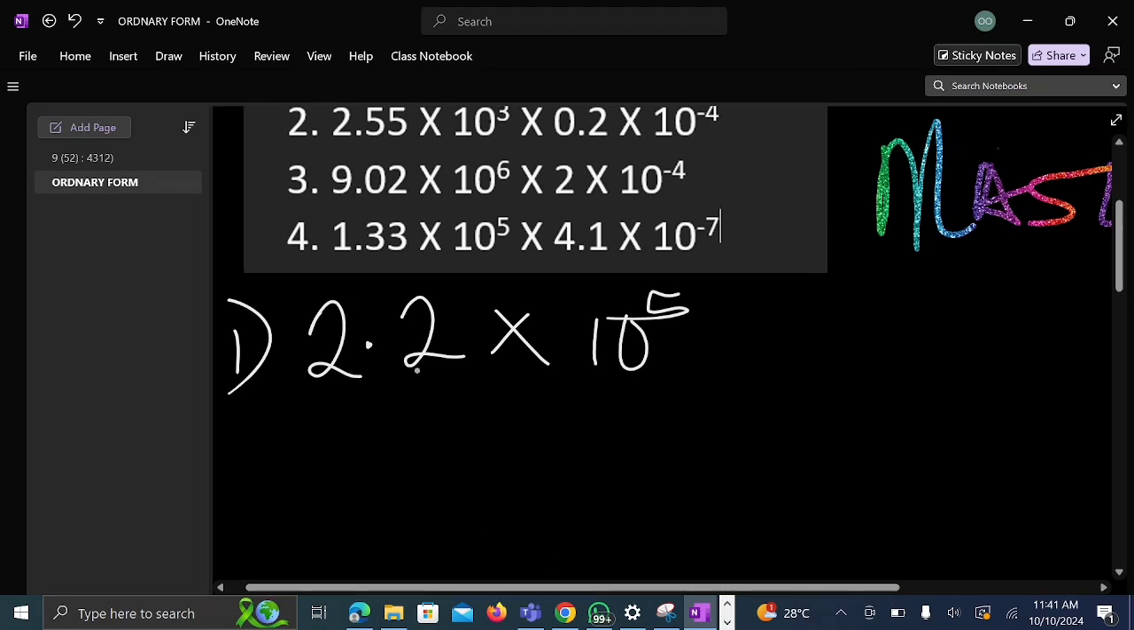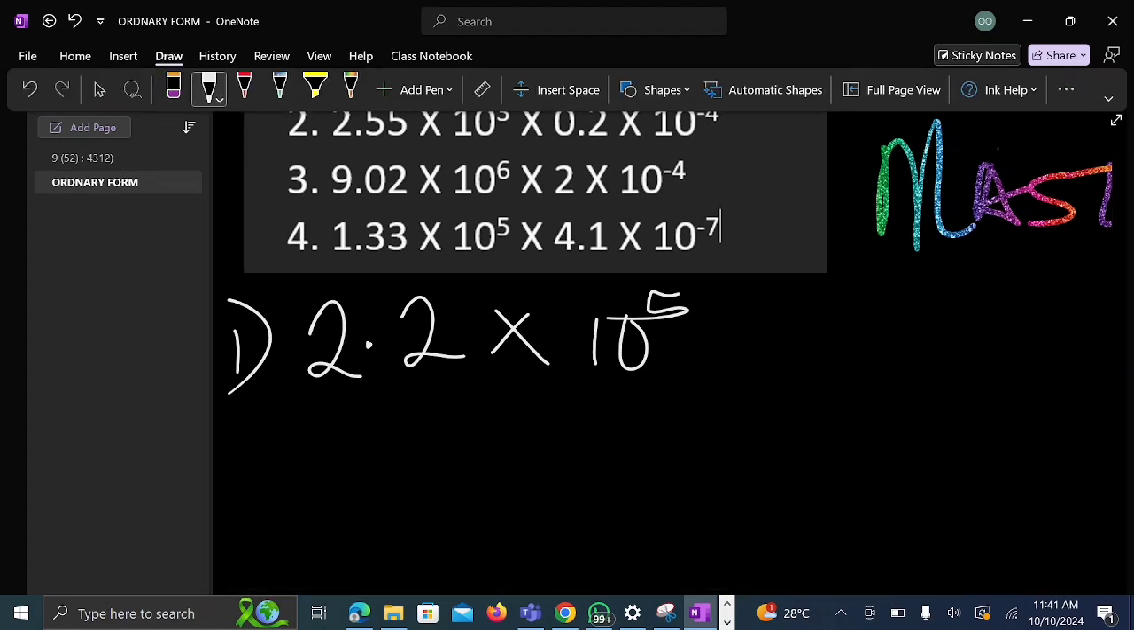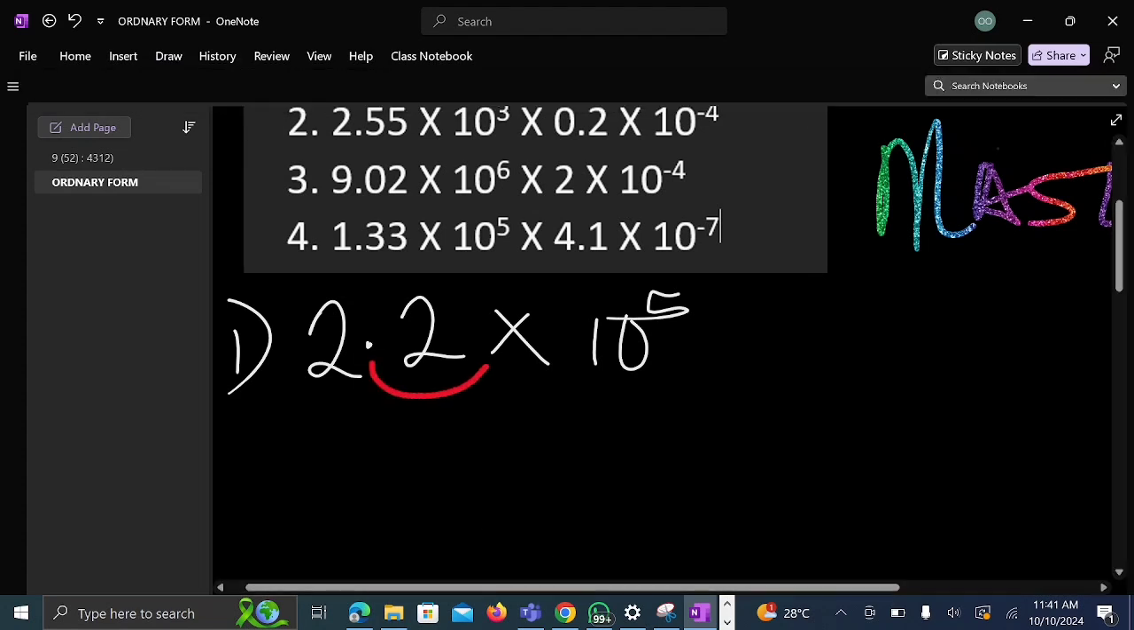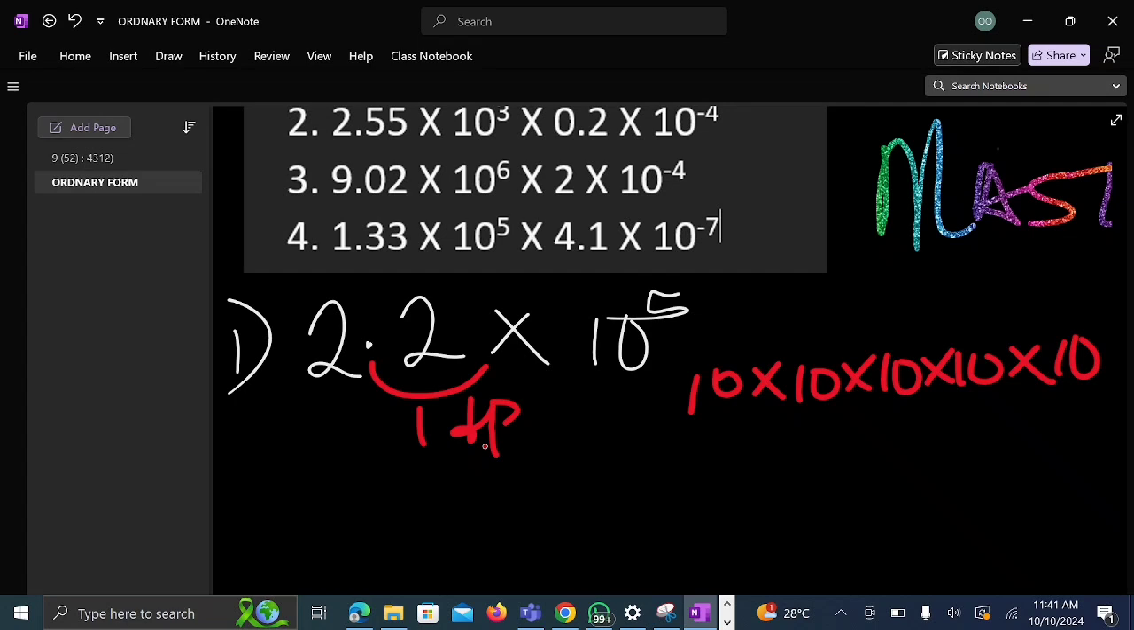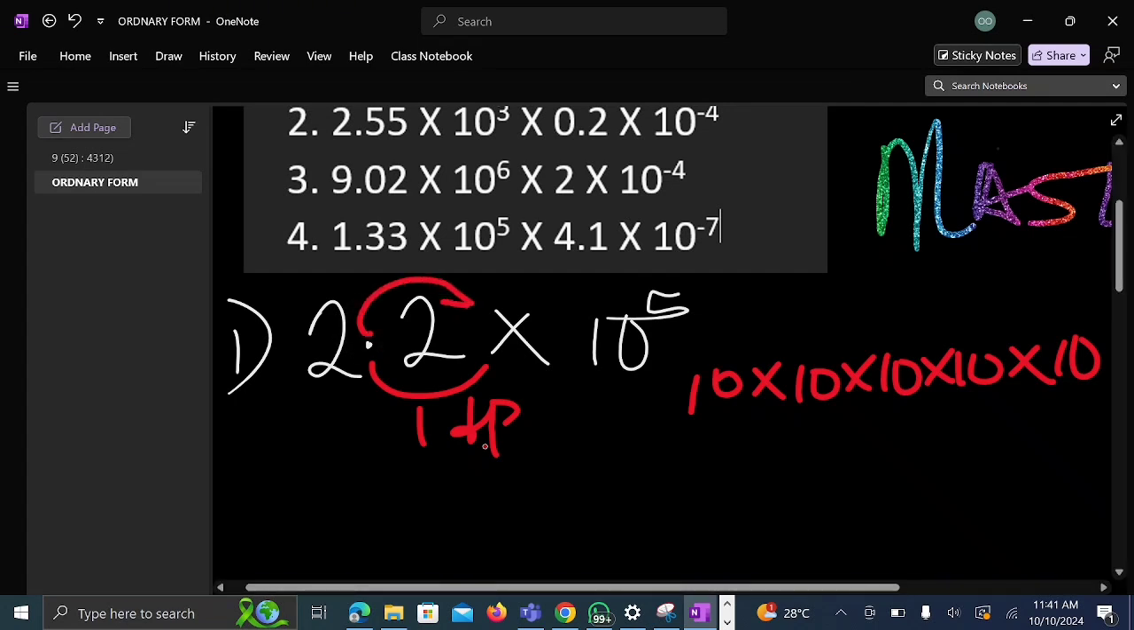Now you are more conscious of the decimal place. How many decimal places do we have here? We have 1 decimal place, right? And here we have 10 in how many places? 10 in 5 places: times 10 times 10 times 10 times 10. The decimal will be removed by one 10, so how many 10s do we have left? We have 1, 2, 3, 4.